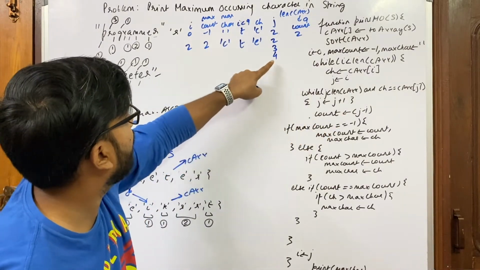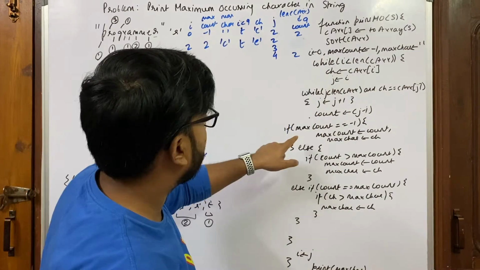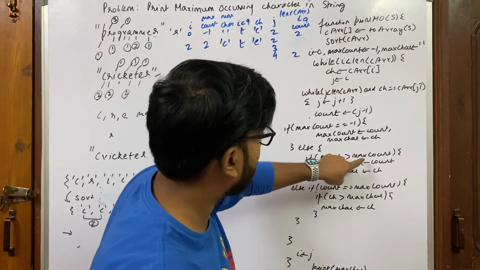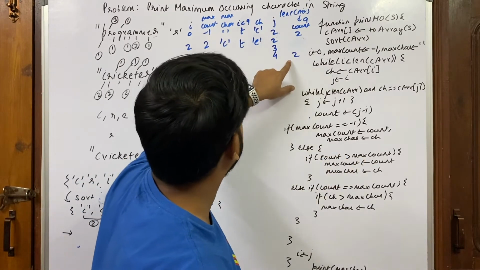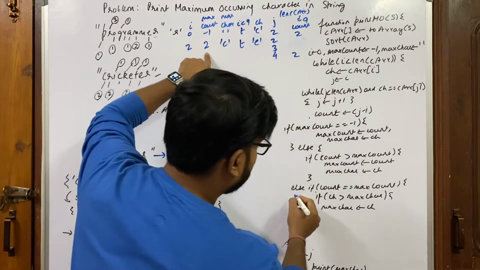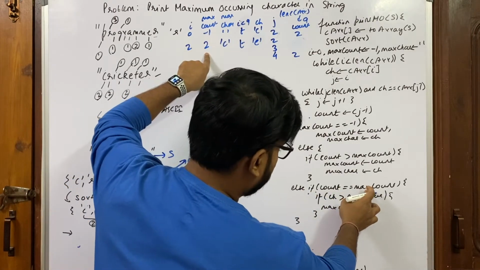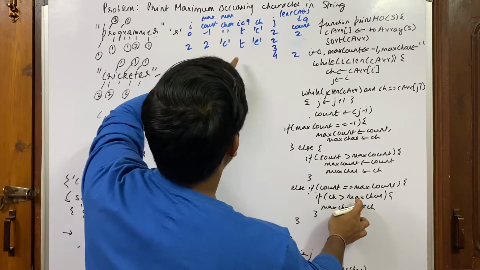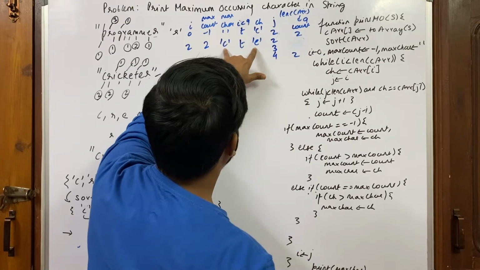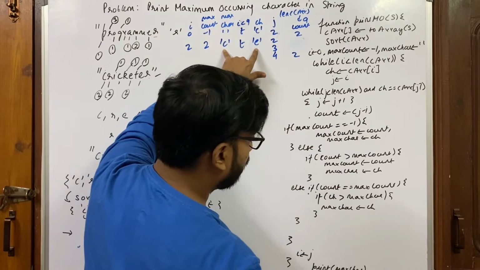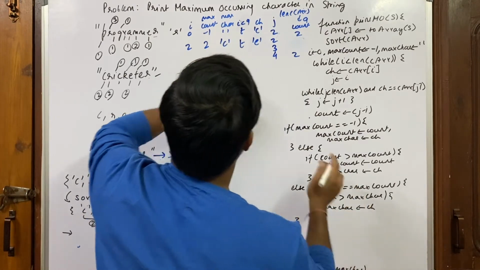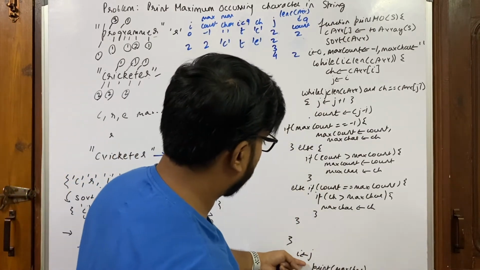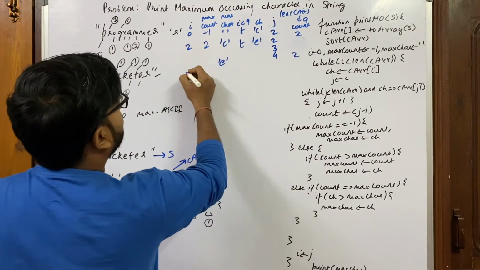Count is j minus i, 4 minus 2, count is 2. If max count is -1 is false, max count is 2 right now, so you go to the else part. If count greater than max count, count which is 2 and max count is 2, false, so you come to this part. Count is equal to max count is true, 2 is equal to 2. ch is greater than max char, ch is E, max char is C, E is greater than C, which is true. So you set max char to ch, so max char now becomes E. Okay, you come out here, you set i to j, i becomes 4.